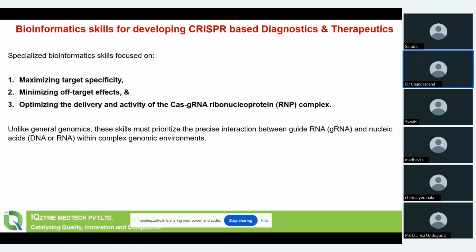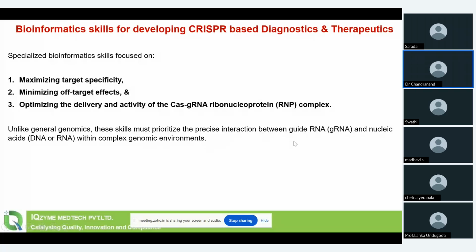But as I mentioned earlier, if any of you are in the bioinformatics segment, this is a place where you can actually use your skills and expertise. You need to maximize target specificity, minimize off-target effects, and optimize the delivery and activity of the Cas-guide RNA or the ribonucleoprotein complex. Unlike general genomics, these skills must prioritize the precise interaction between guide RNA and nucleic acids, DNA and RNA, within a complex genomic environment.